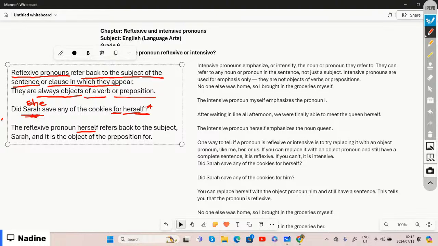All right. And then we have an intensive pronoun, or intensive pronouns. Intensive pronouns emphasize or intensify. It's like putting emphasis on the noun or the pronoun that they refer to.